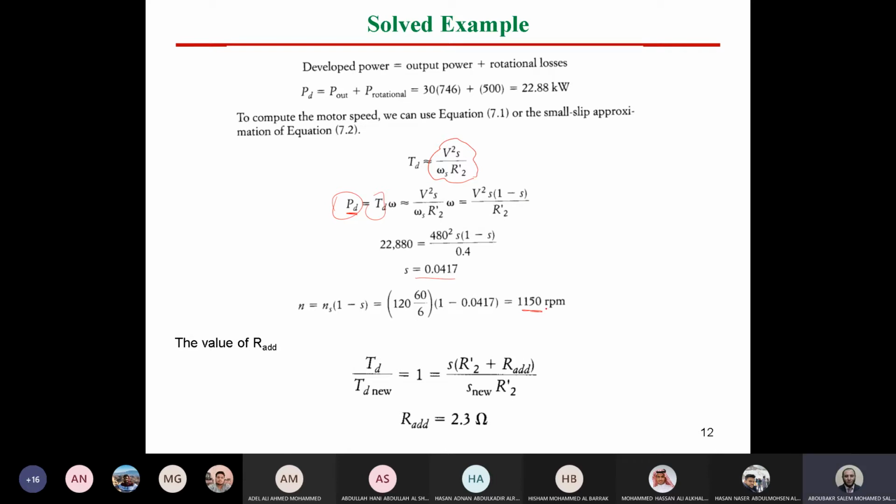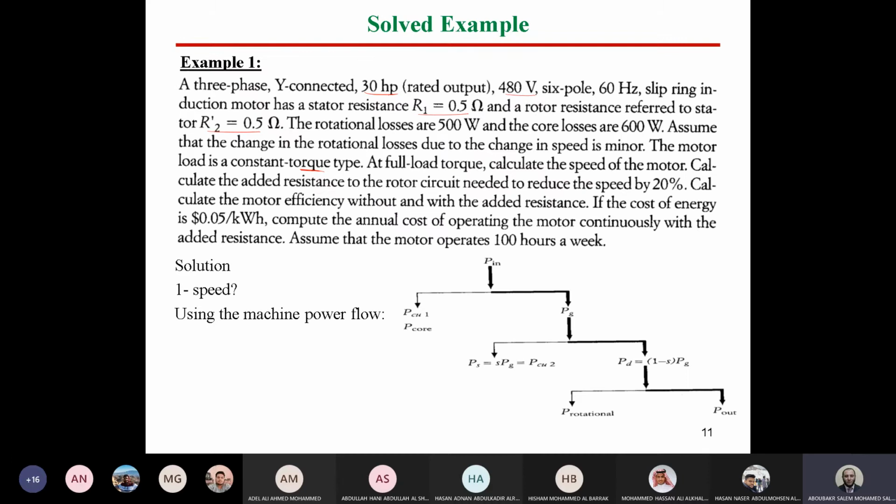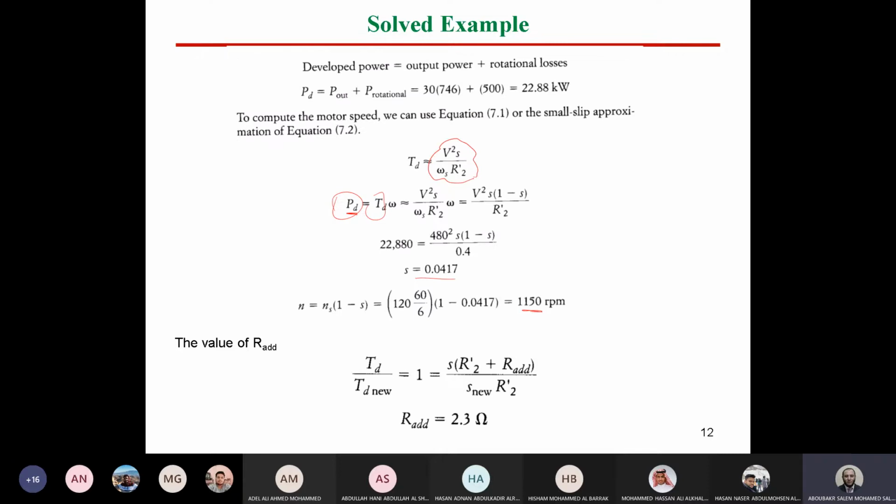Next, it was required to calculate the added resistance to the rotor circuit needed to reduce the speed by 20%. Also here, Shabab, I modified a bit the order of the solution of this example, and it was arranged in a different way. I will update you after this class, inshallah.